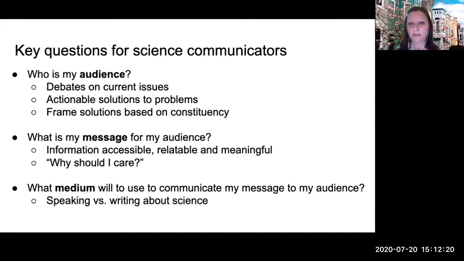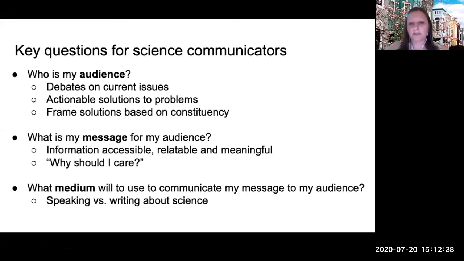And second thing, your message has to be framed for a particular audience. So it needs to be accessible, relatable, and meaningful. This is going to depend on who you're talking about and what they care about. And answer this question of why should I care, which is really the bottom line of how policy communication starts.